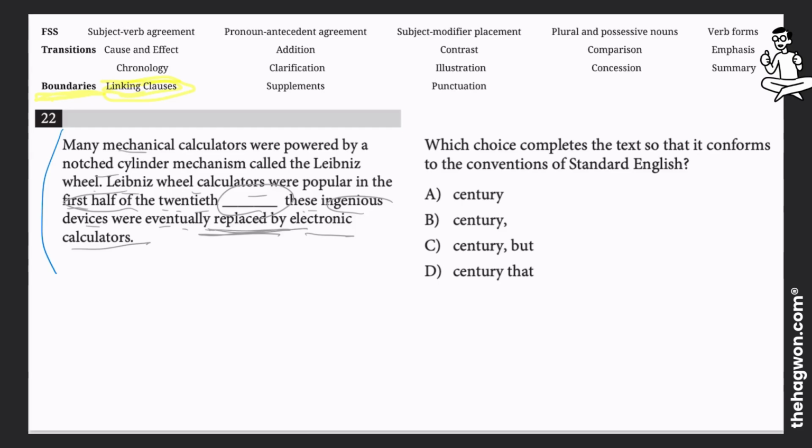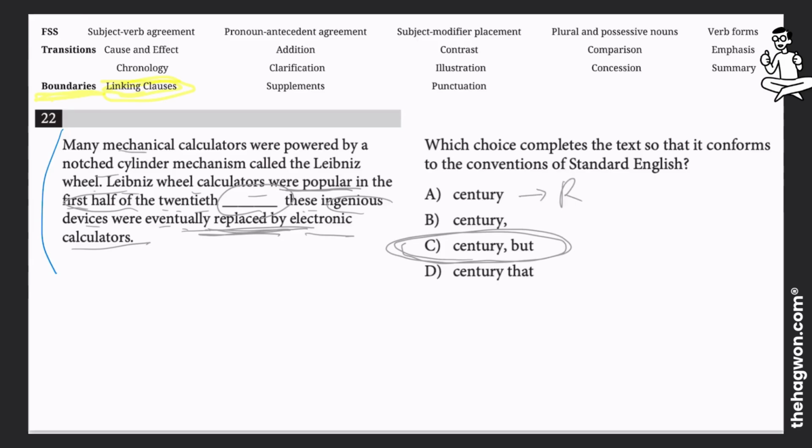And by looking at the four choices, it's clear that we need to choose "but" to join the two, because there's a contradiction where one was popular in the first half of the 20th century but replaced by the calculators later. Let's take a look at what happens when you choose A.